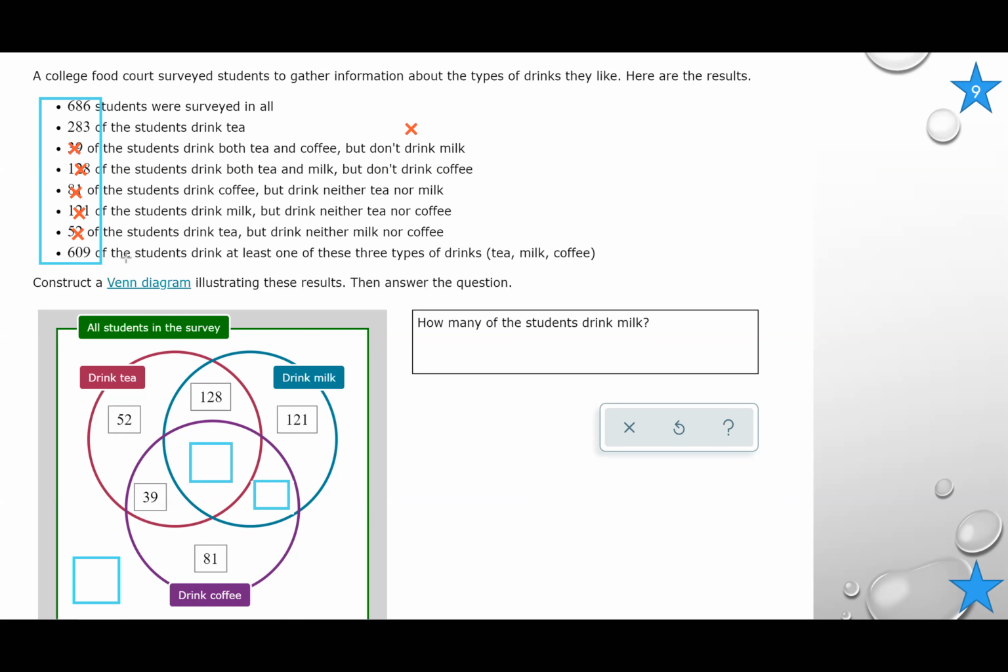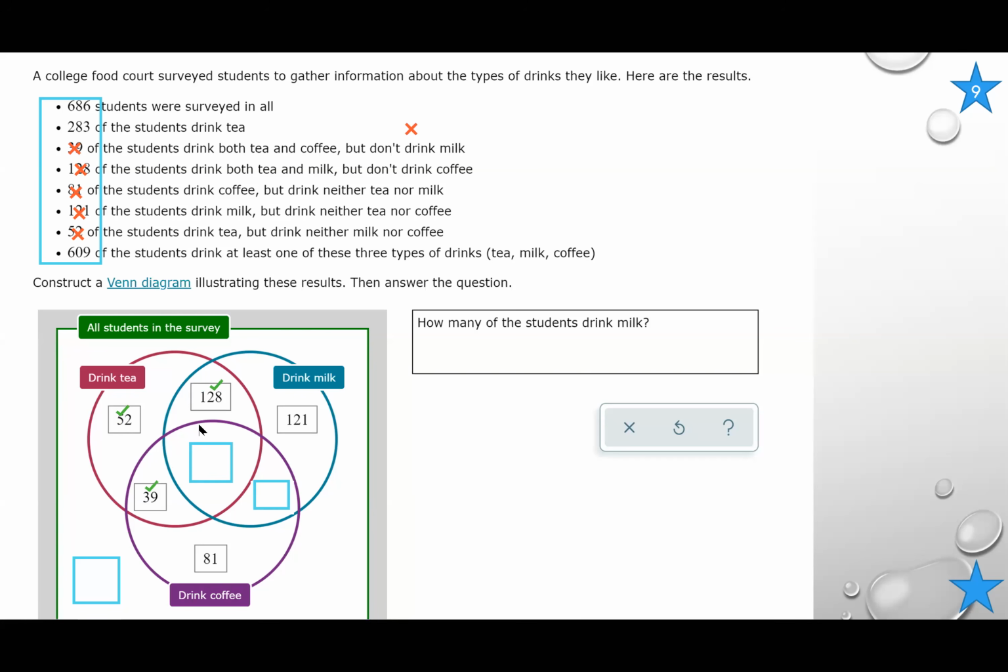know. Do you agree that if you are in this blue circle, you are drinking tea? I don't care about milk. I don't care about coffee. I know that this circle right here, the one that I just blocked, is the tea circle. So what is the total tea circle we have? Well, the total tea circle they give me is 283. You still with me here? Yes. So I know that the total of that circle is 283, but I already used this number, this number, and this number. What does that mean?